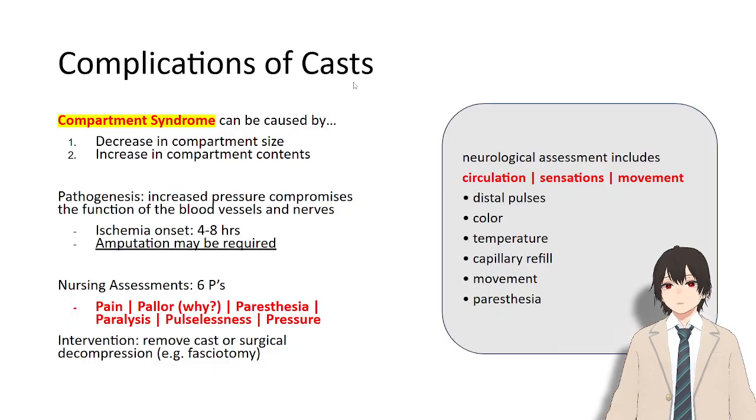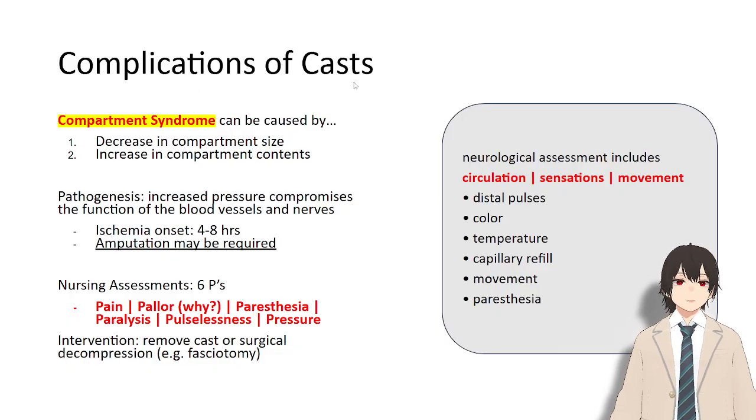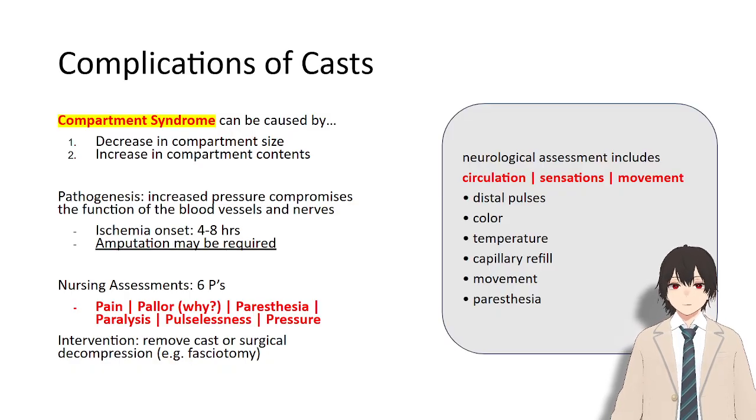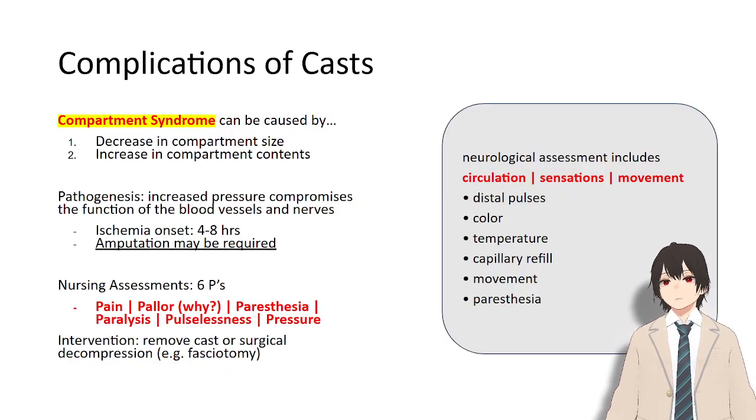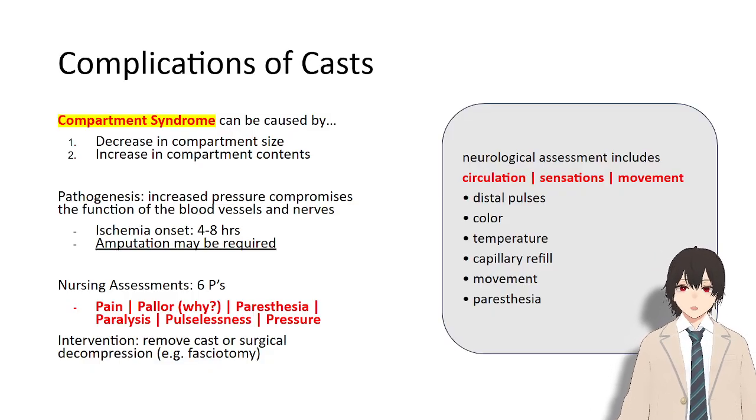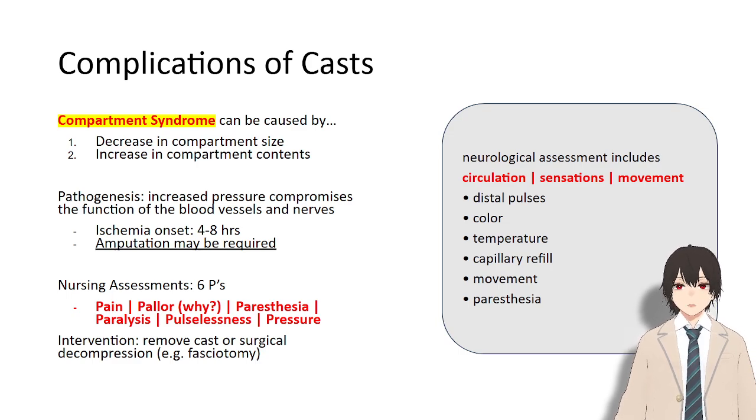Now, the complication of CAS, this is the other thing that was really testable. Compartment syndrome, right? It can be caused by a decrease in compartment size or an increase in compartment contents. So basically what this means is that either the limb or extremity is being casted on, it's swelling inside, or you drop something inside, or the cast itself is shrinking, right?